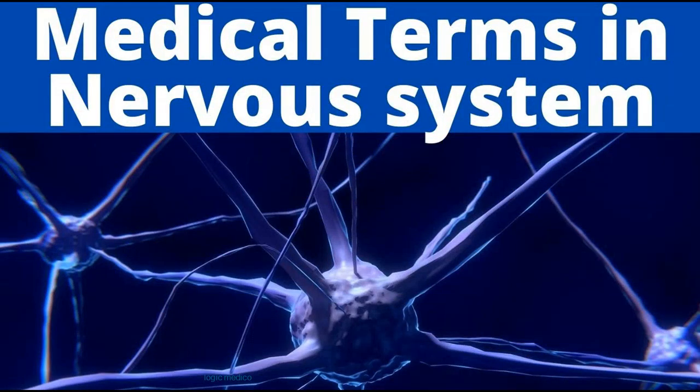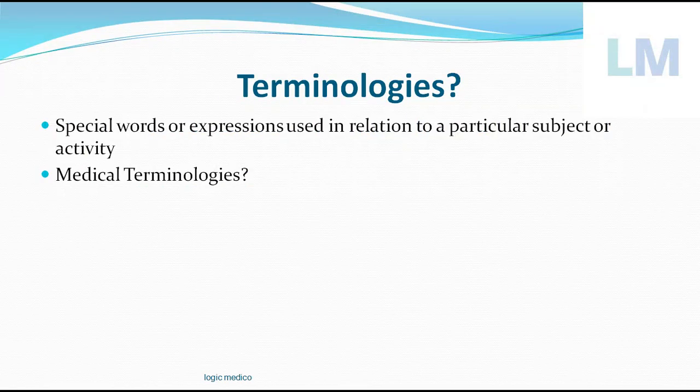Hello everyone. Today's interesting topic is medical terms used in the nervous system. So what are these terms and terminologies? These are nothing but special words or expressions used in relationship to a particular subject or an activity. They are nothing but a word which has got a meaning for itself.